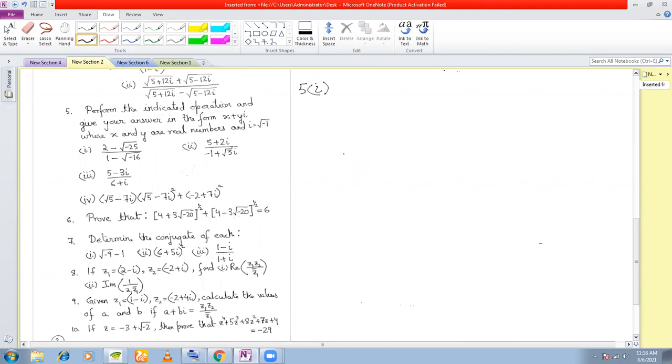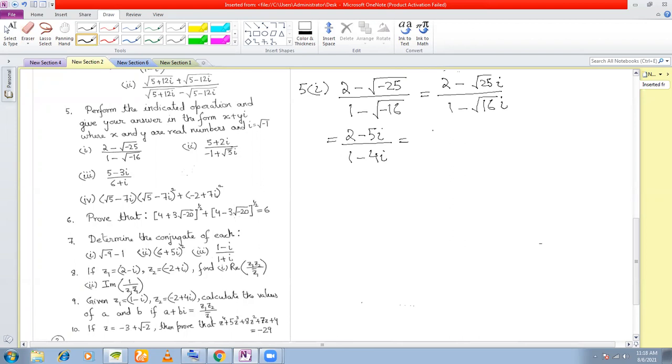So the point here is you simply have to write these numbers in x plus yi form. So look at the first one, 2 minus square root minus 25 divided by 1 minus square root minus 16. First write it as a complex number, 2 minus square root 25i divided by 1 minus square root 16i. It can be written as 2 minus 5i divided by 1 minus 4i. Now I multiply the numerator and denominator by 1 plus 4i.